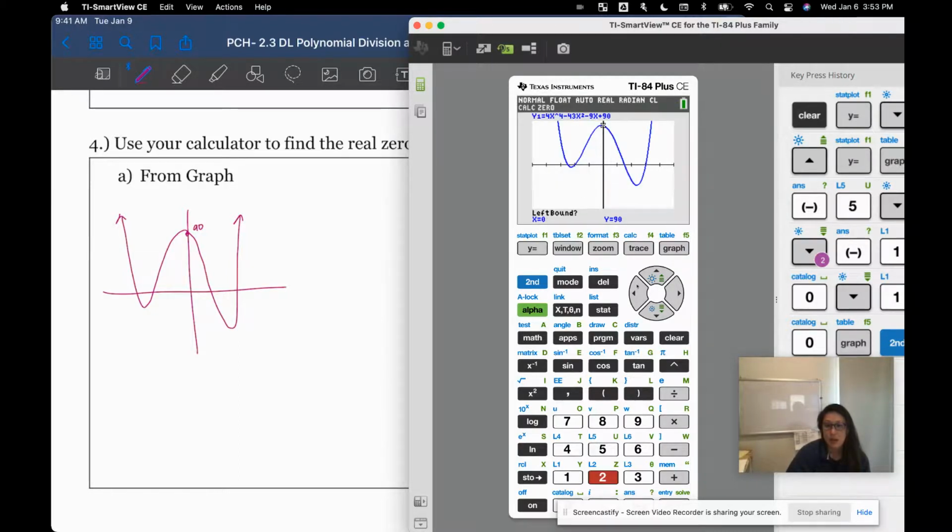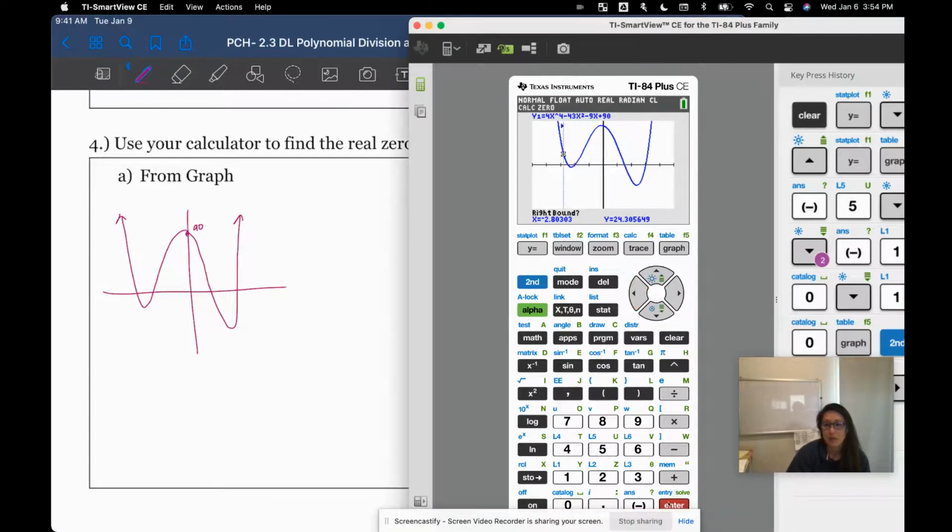It asks for the left bound, so I'm going to scroll all the way and choose an x value that is left. So here's where I think my 0 is. It's about right there. That's the first 0 that I see. So I'm going to go left of that 0, press enter.